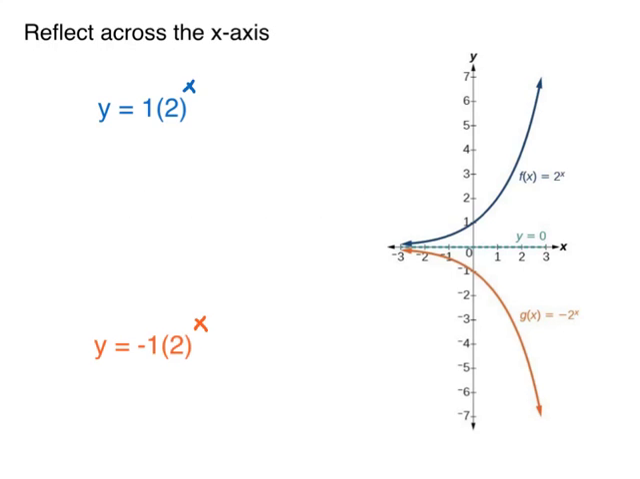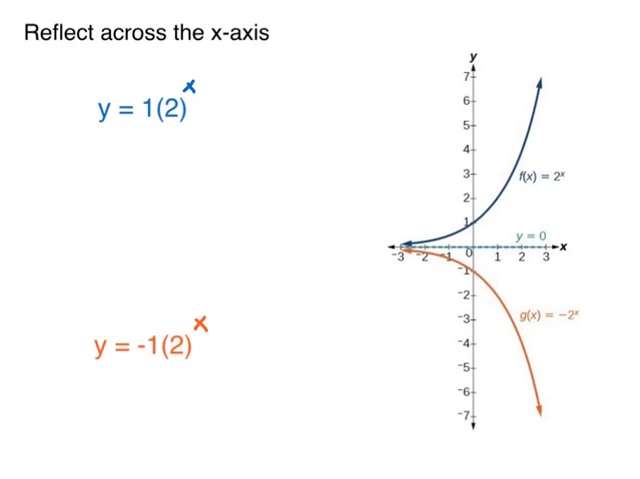Let's take a look at exponential transformations. What this is about is what happens when we shift the exponential a certain direction, like up or down, left or right. Let's see what the function looks like.